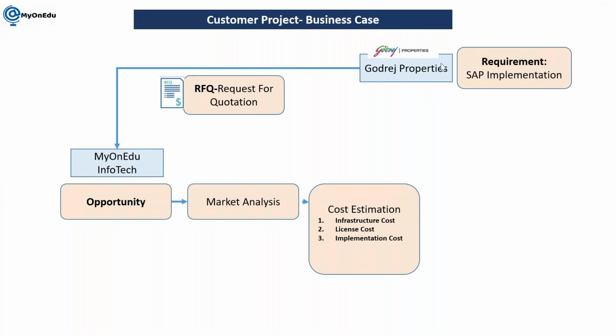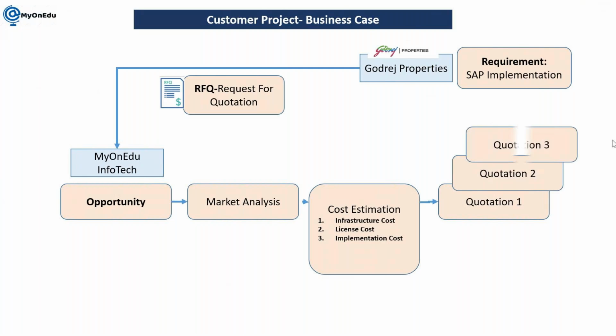In the request for quotation itself, it is already mentioned what exactly they are looking for, whether it is only infrastructure, or license, or implementation, or all three. Let's say in this example, I'm considering that all relevant cost estimation needs to be provided to the customer. Based on that, we'll prepare the quotation and send it to Godrej Properties. Here we can have different versions of quotations.